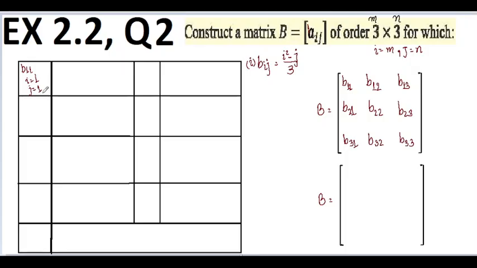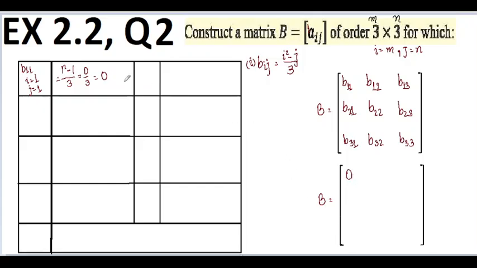So putting i equals 1 and j equals 1 in this formula, we get (1 square minus 1) whole divided by 3. It is equal to 1 square is 1, minus 1 is 0, by 3, which is equal to 0. So the first element comes out to be 0. We can write B11 equals 0. So in the place of B11, we are going to write 0 over here.